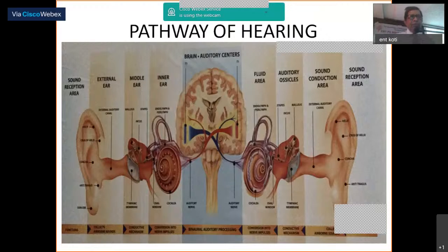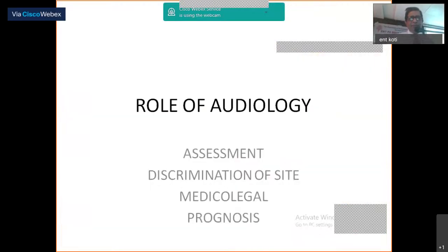I think most of it can be read in the books. Then what is the role of audiology? Why should we learn about audiology? Because it gives you the assessment of the amount of hearing loss a patient has, the type of hearing loss a patient has, and it discriminates where exactly the hearing loss is, so that when you do surgery, it will give you an indication of what exactly you are going to do.